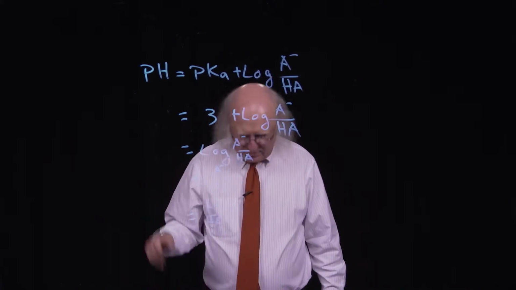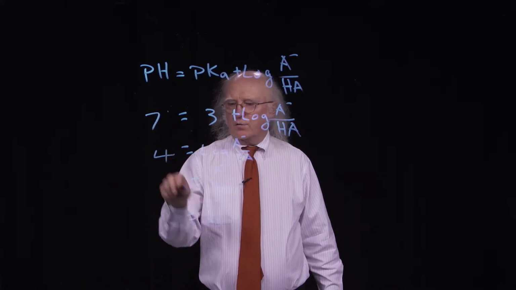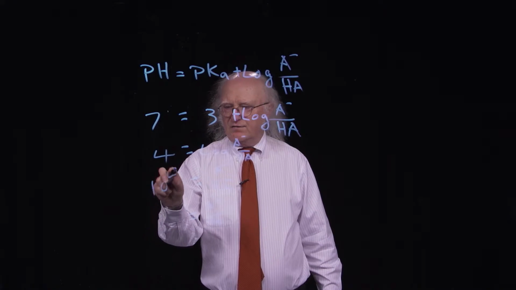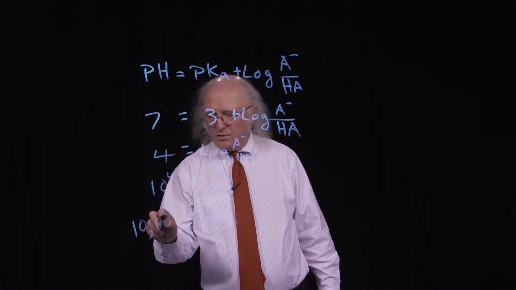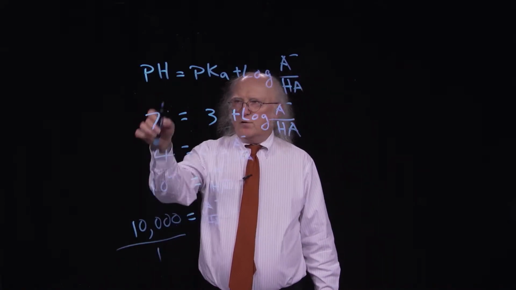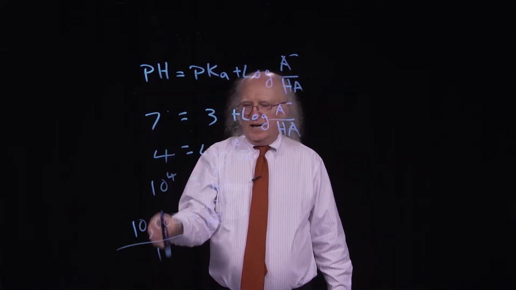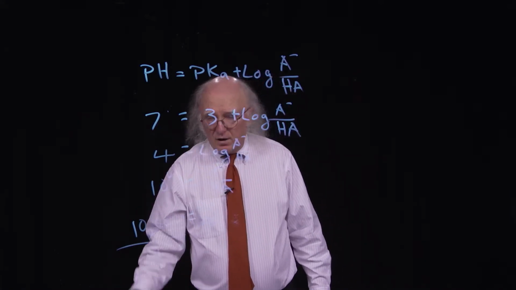So, for example, if I plug in a pH of 7, I see that 4 is equal to this, 10 to the 4th is equal to the ratio. This equals a ratio of 10,000 to 1. Okay? So the further that pH goes above the pKa, the greater and greater this ratio gets, in this case, in the favor of the salt.